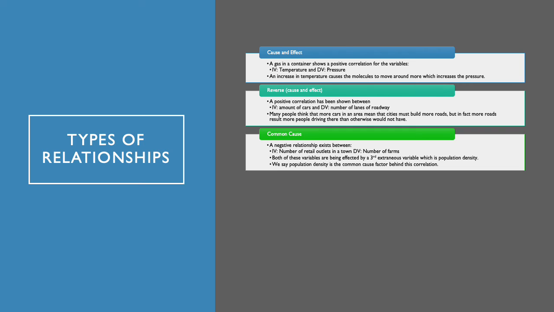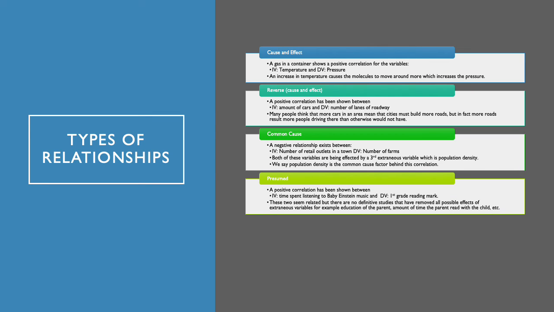As a town gets more populated, retail outlets and things like that end up becoming more popular. And unfortunately, land gets really expensive, and so the farmers can't afford to farm that type of land anymore. And so the number of farms goes down. So we would say that population density is the common cause factor behind this correlation.